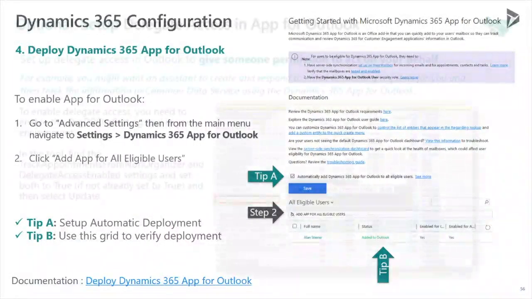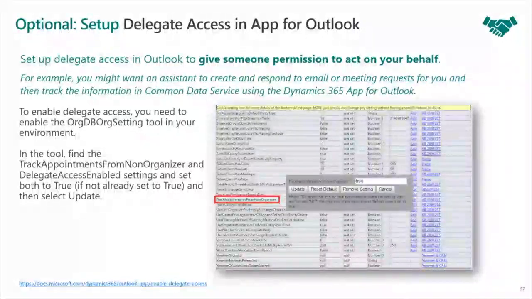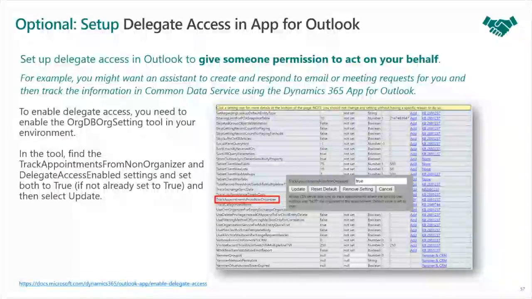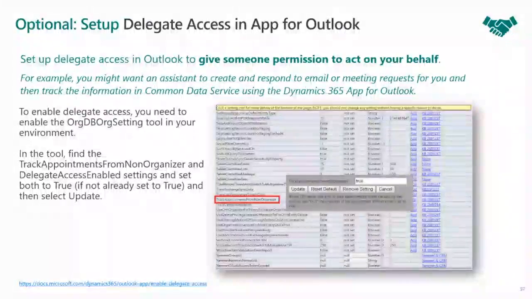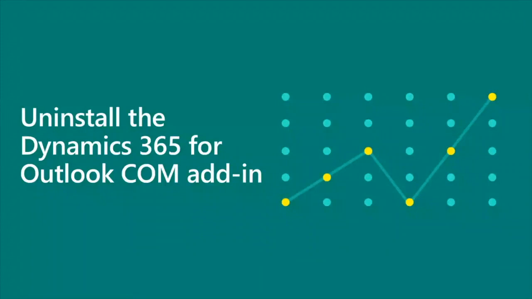If you want to set up the delegate access in the app for Outlook, you can do so in the org-db setting. So to do that, you need to access the org-db org setting tool. You need to install that in your environment. We've put the link at the bottom. And then you need to set a specific setting to true. And that setting is track appointments from non-organizers and also delegate access enabled. And both of these should be set to true. And then you have support for delegate access.